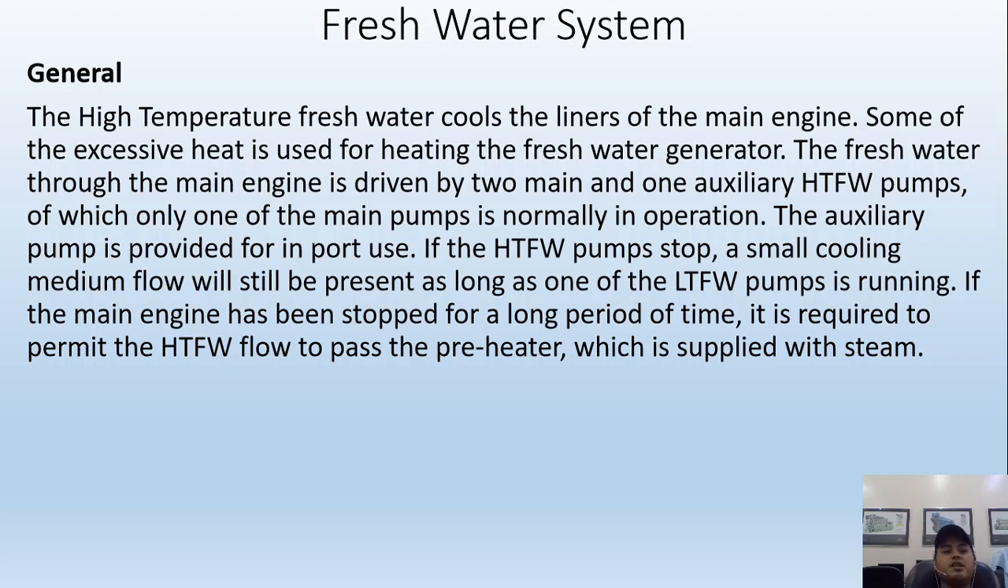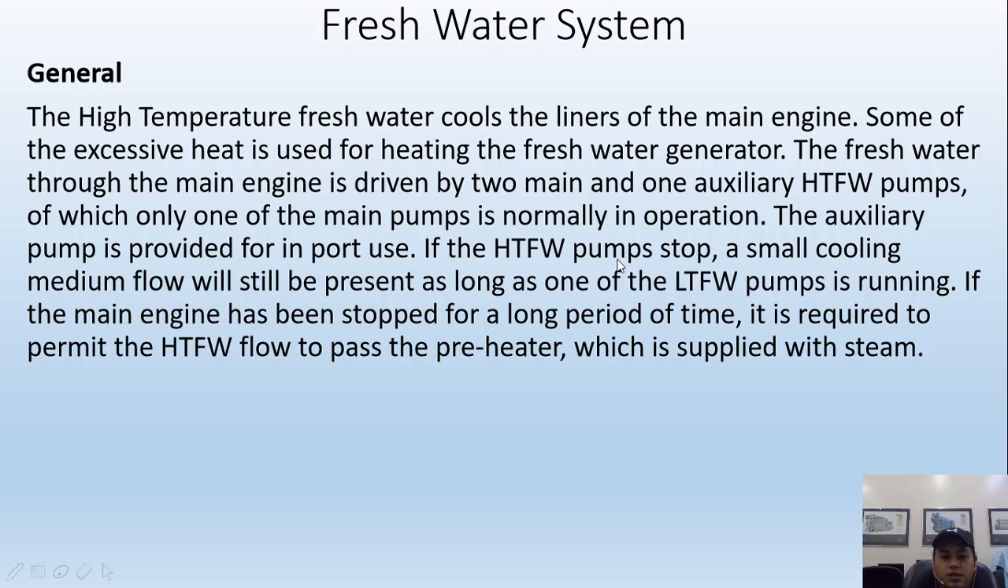Okay, the high temperature freshwater cools the liners of the main engine. So it cools our liners. And some of the excessive heat is used for heating the freshwater generator. The freshwater to the main engine is driven by two main and one auxiliary high temperature freshwater pumps, of which only one of the main pumps is normally in operation. So only one is in operation; our auxiliary is provided for in-port use only. So we only use it in port.